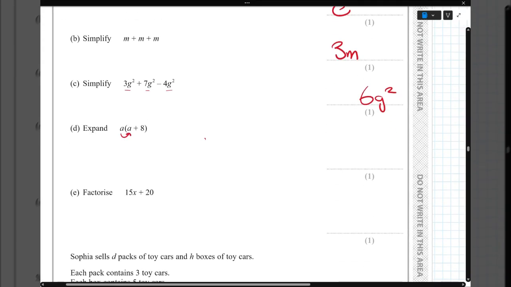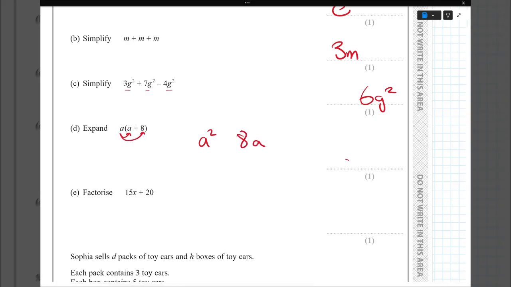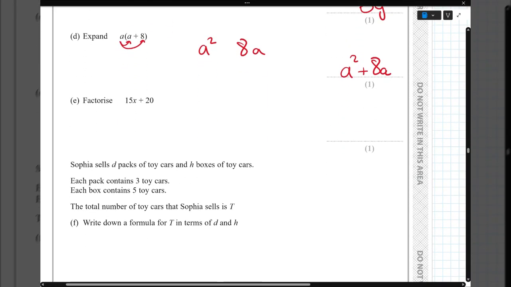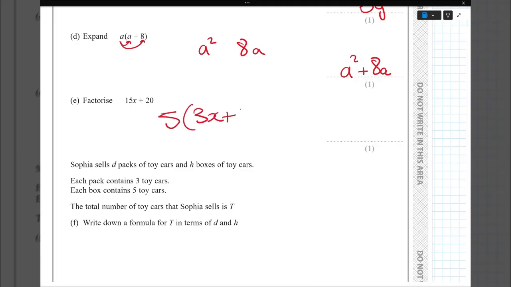Expanding, so a times a is a squared, a times 8 is 8a, so it's a squared plus 8a. Factorize, so we can take 5 out, 3x plus 4.